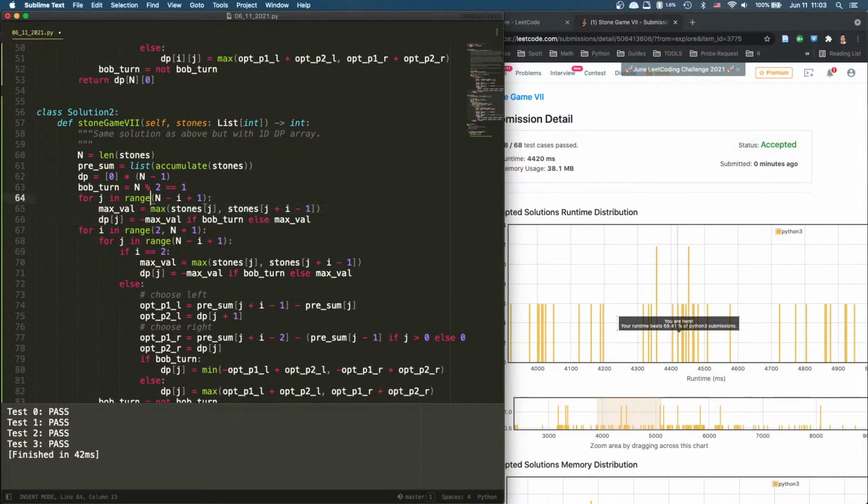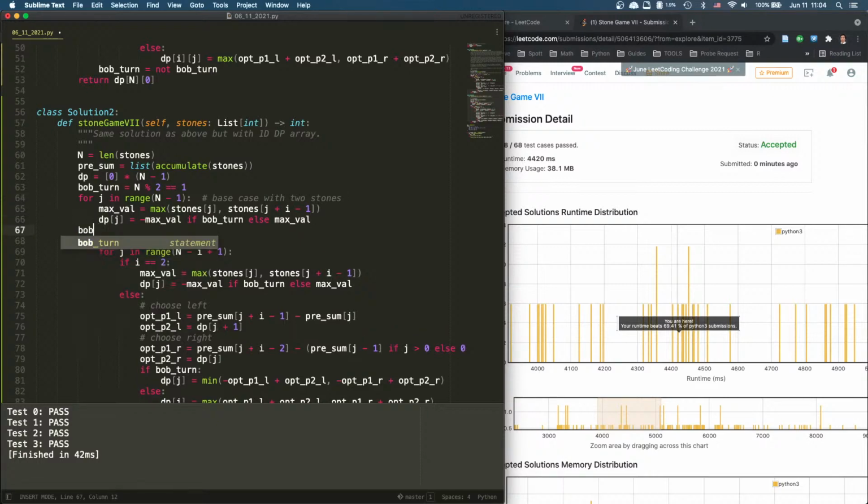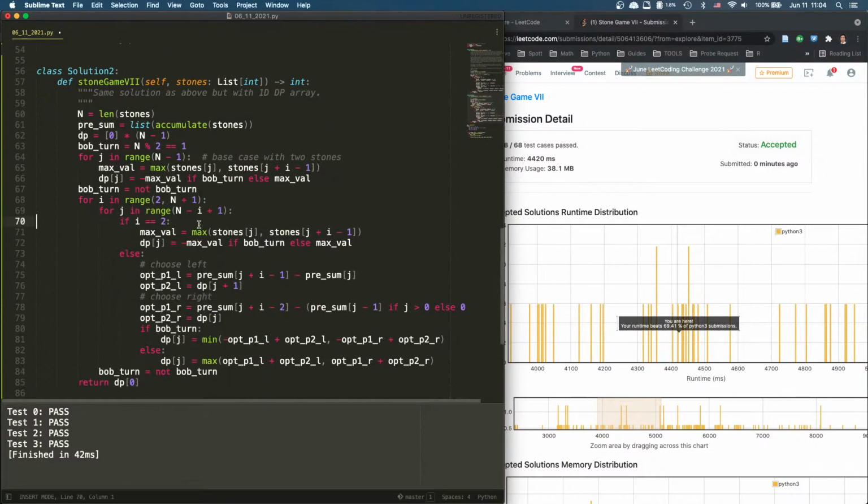Right, and then for j, 2, so minus 1, right? Because we cannot hit n-1. Yeah, so it's the first. So this is like the base case, right? This is like the base case with 2 stones. So max value is going to be this, and then dp[j] is going to be this, Bob turn, and then we're going to say Bob turn equals not Bob turn. And then we go in. Now we don't have to do this anymore.